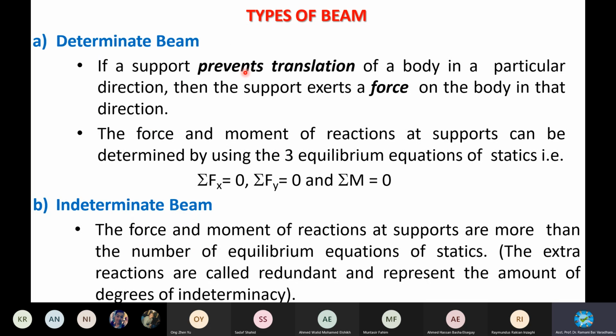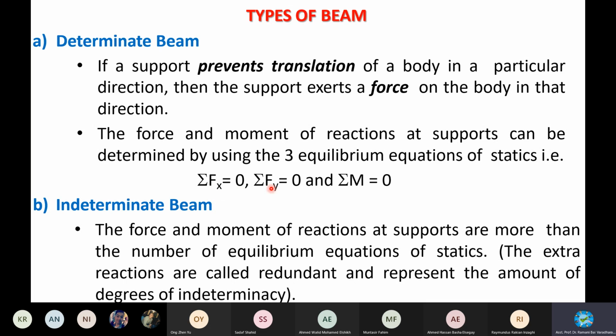Now, all determinate beams. Until stress analysis and design, you will analyze only determinate beams. What are determinate beams? It means the beam follows the equations: sigma Fx is equal to 0, sigma Fy is equal to 0, sigma M is equal to 0. If it is complying with this, then your member is said to be a determinate beam. That means the number of unknowns is equal to the number of equations you have.